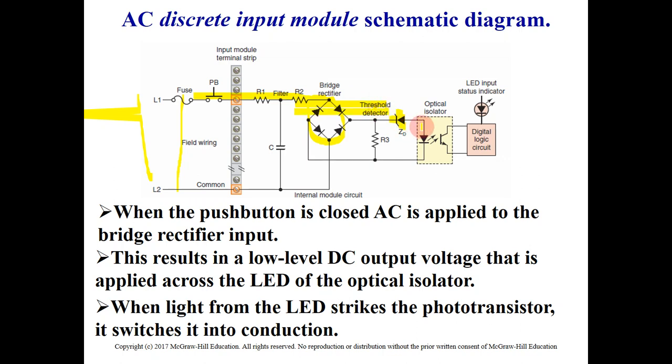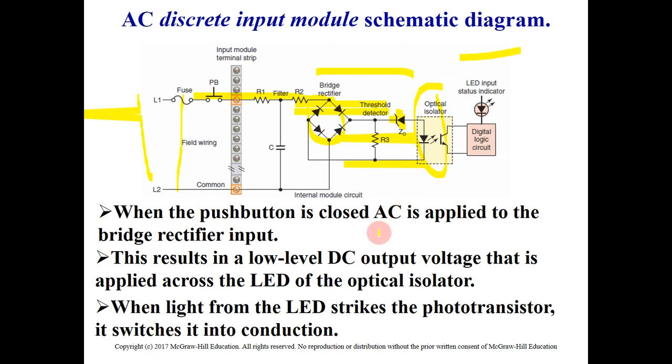Then we have the optical isolator in this part, which isolates the electrical circuit here and the logical circuit, or control circuit, on the other side. As we studied in chapter 2 on how the optical isolator works, when the signal comes to this light emitting diode, it will send the signal to the other side. The receiver of the optical isolator will receive the signal, then it will pass it through the digital logic circuit here, and this LED indicator will show that it's on or off.